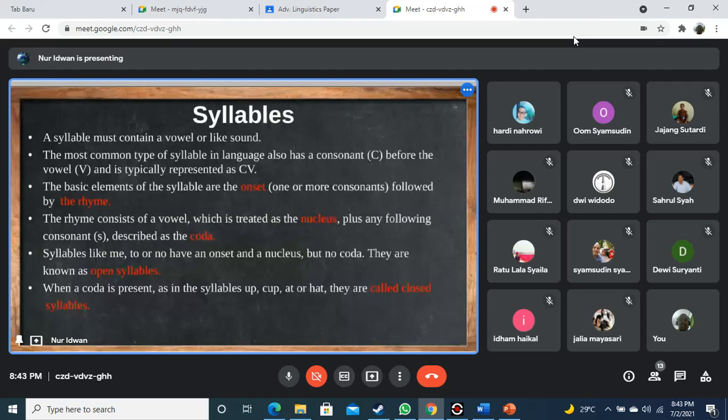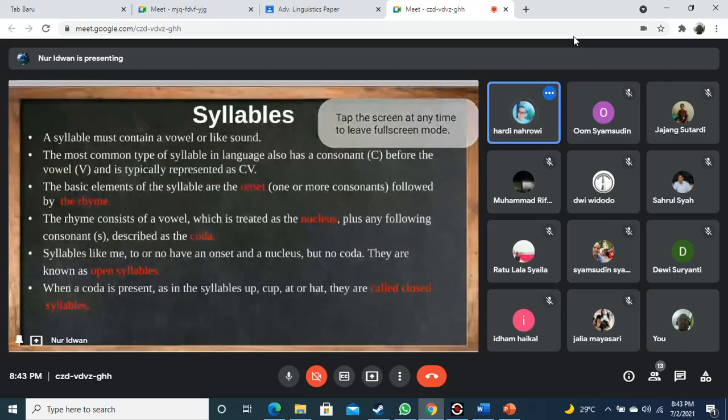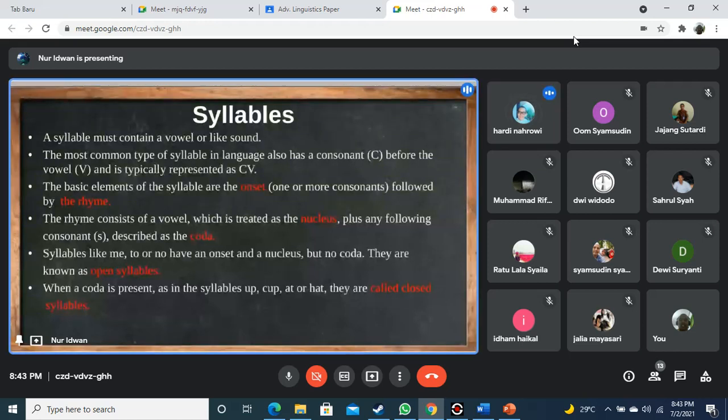Syllables like me or no have an onset and a nucleus, but no coda. They are known as open syllables. When a coda is present, as in the syllables up, cup, at, or hat, they are called closed syllables.